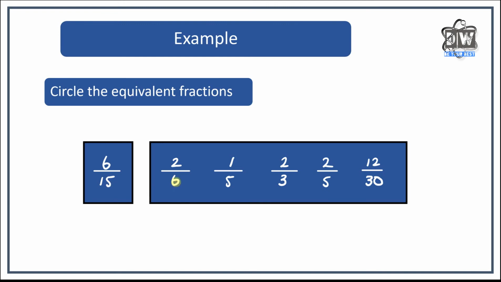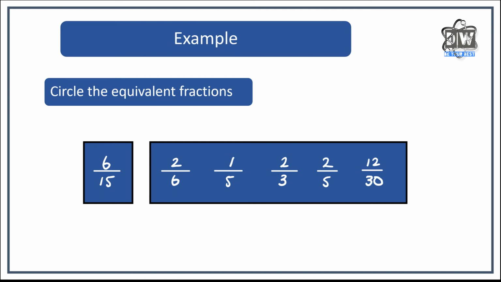Well, it's not that easy, is it? But I can make 2 into 6 by timesing it by 3. So if I times 2 by 3, then I get that into 6. So what happens if I times 6 by 3? What do I get? Well, I don't get 15, do I? I get 18. So I can safely say that these are not equivalent.